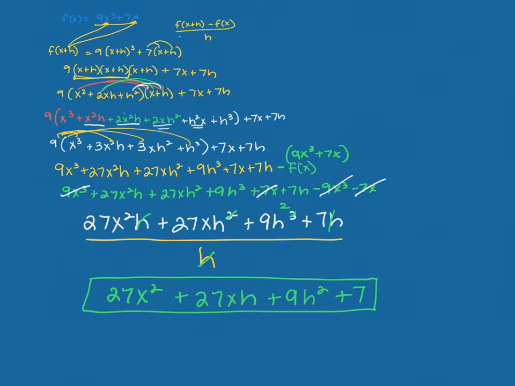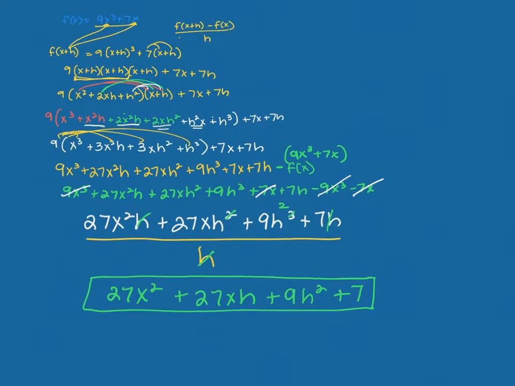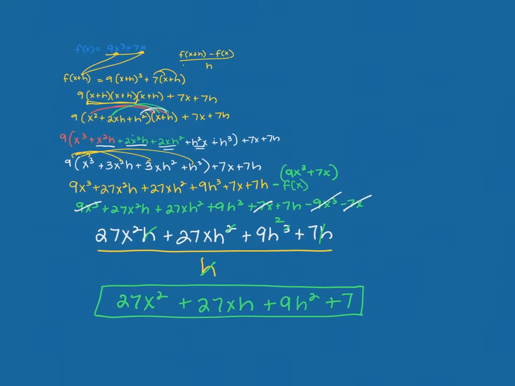Yeah, the 9 and the 7 changed. The process is exactly the same. You still had to cube something. You still had to distribute it. But the 9 and the 7 changed. So your numbers could have been different, but the process is exactly the same.